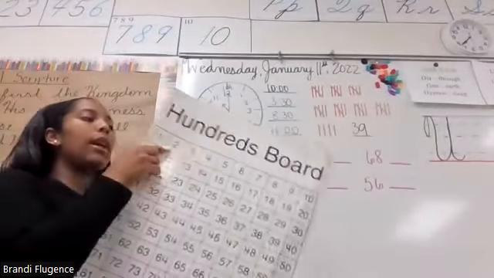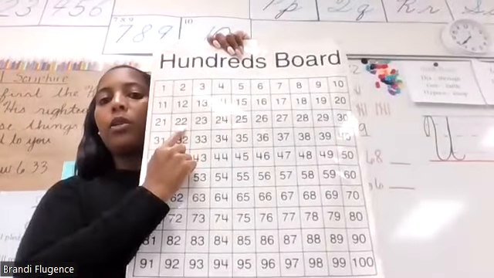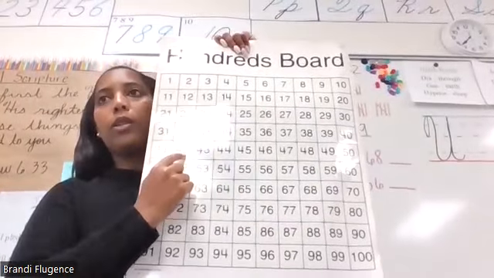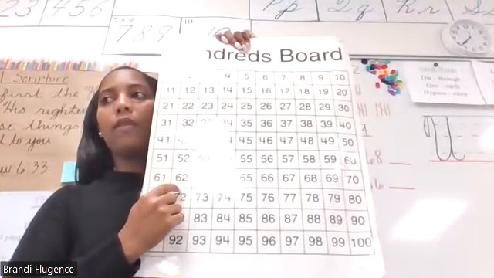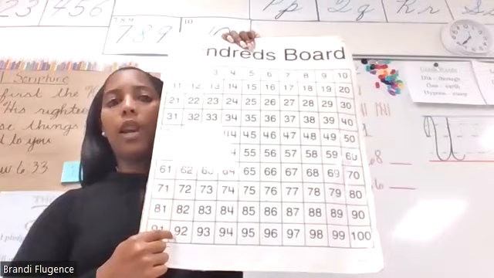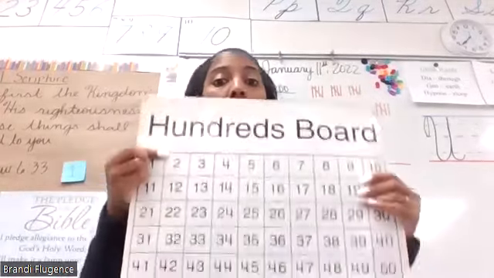So for example, when I look at 2 and I go down, 12, 22, 32, 42. Do you hear the pattern though? 52, 62, 72, 82, 92. That's still counting by tens. I just did it with the number 2.